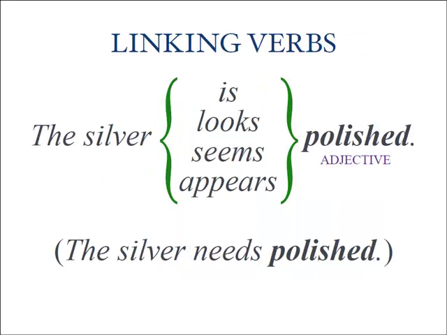Another thing this looks like is linking verb constructions, right? So we have a subject, and then we have a verb, and then we have a participle, right? Now, this participle may very well be an adjective, right? So the silver looks polished. It sounds like the silver needs polished, right? Seems very similar. So there is a question about whether the participle in the AEP is a verb or an adjective, and I'll get to that later in the talk.